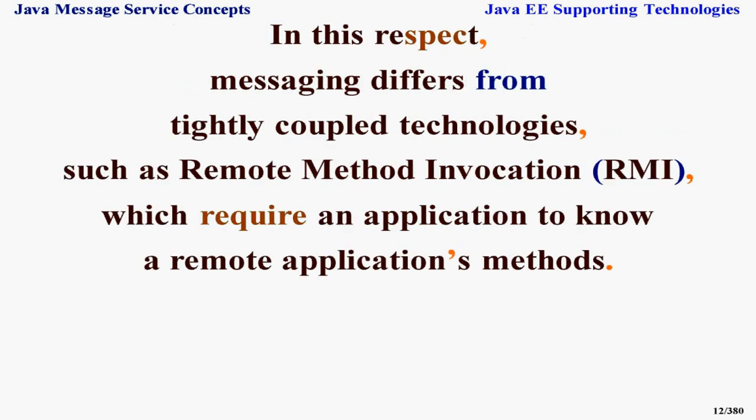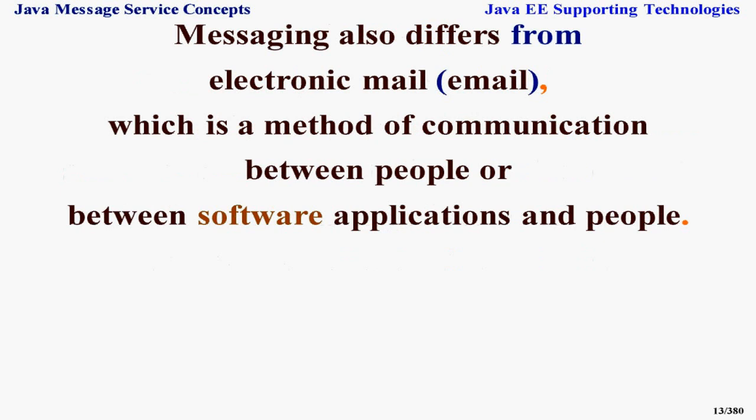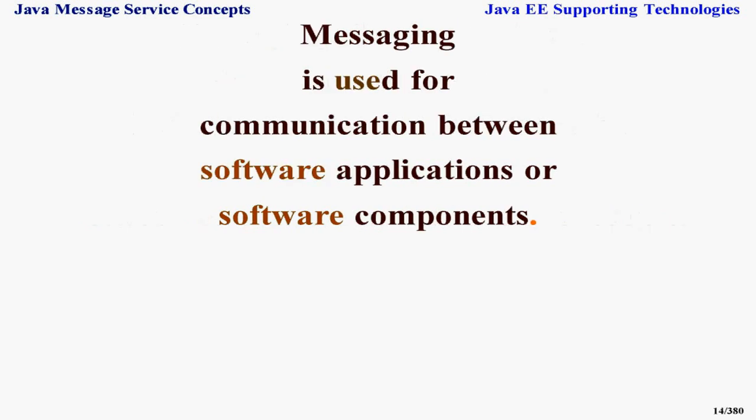In this respect, messaging differs from tightly coupled technologies, such as remote method invocation (RMI), which require an application to know a remote application's methods. Messaging also differs from electronic mail (email), which is a method of communication between people or between software applications and people. Messaging is used for communication between software applications or software components.